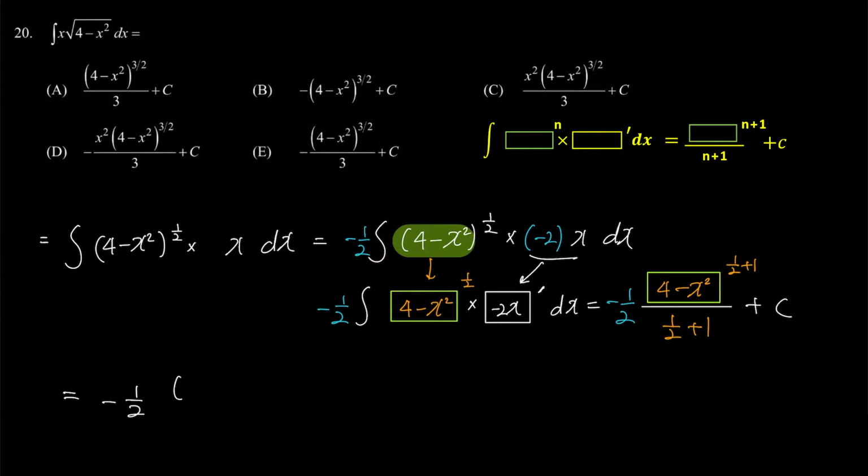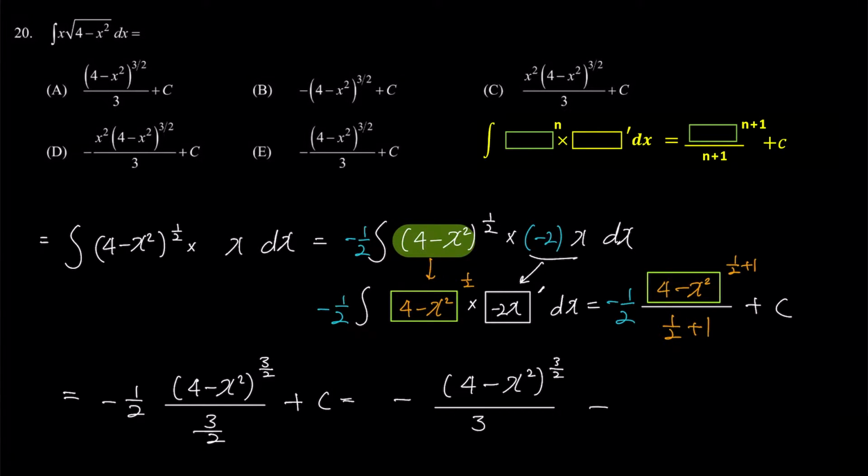To simplify further, we can write it like this. And when we multiply 2 and 3 over 2 in the denominator, we get 3. So the answer is like this. It looks like the E at the top.